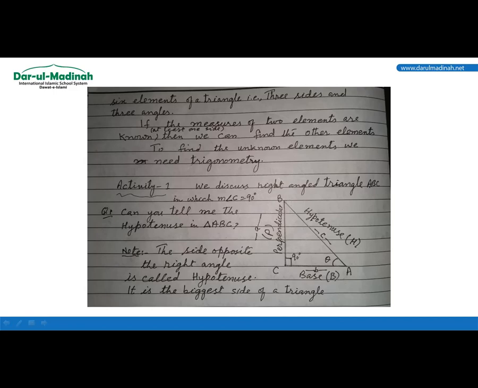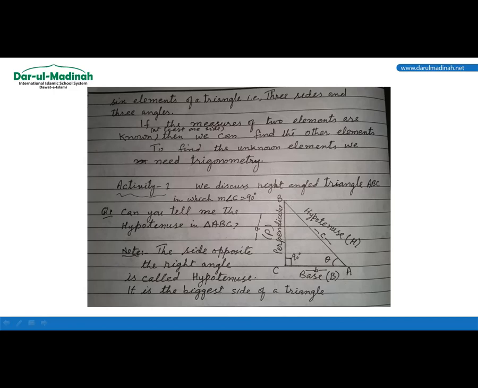We discuss here a right angle triangle ABC, in which this angle C is a right angle, and what is the hypotenuse? Yes, the opposite side of this right angle is called the hypotenuse. Remember that whenever you see a right angle triangle, you can understand the hypotenuse by this definition, because it is the opposite side of the right angle.